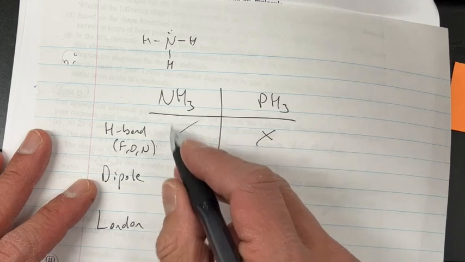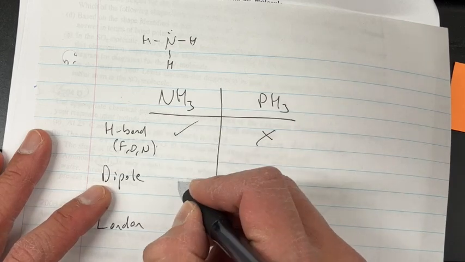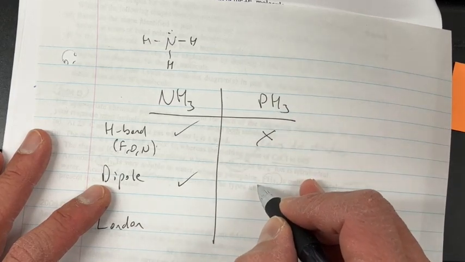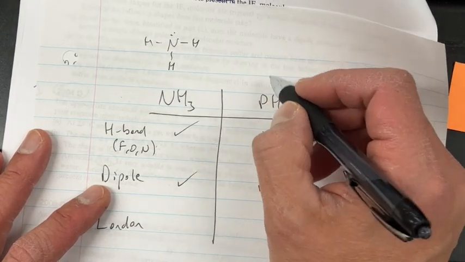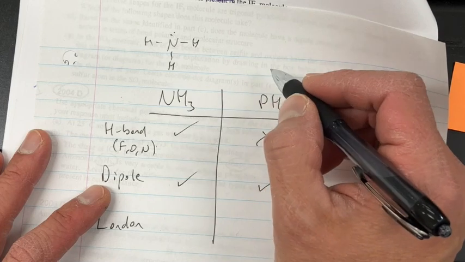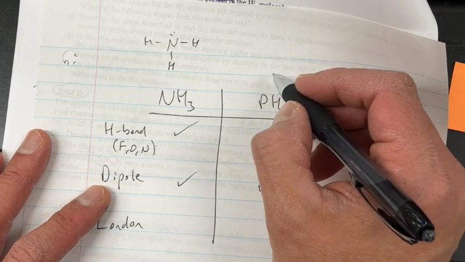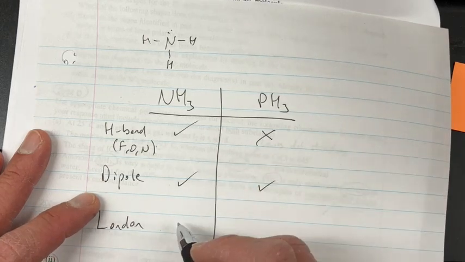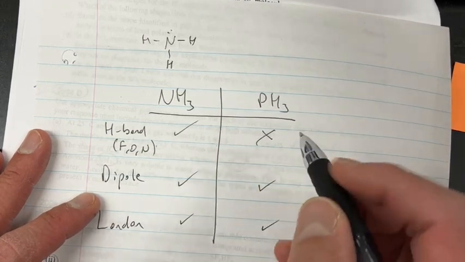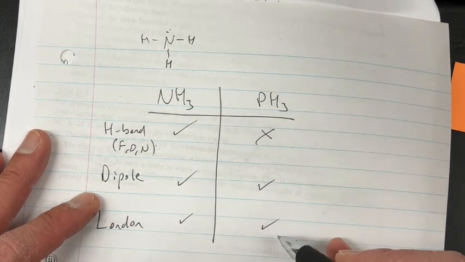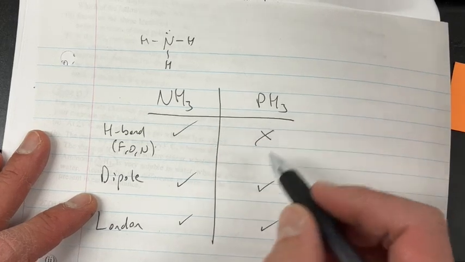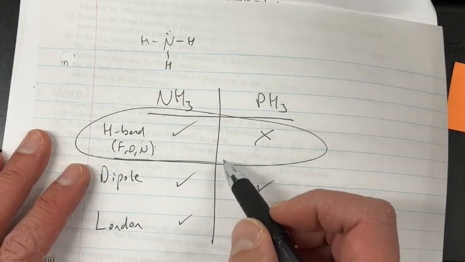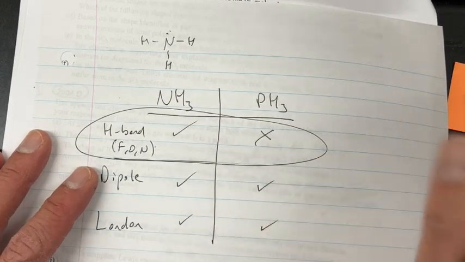Dipole, if it has H bonding, it definitely has dipole. This one, PH3, yeah. If you look at the shape of it, it's going to be a pyramid, triangle pyramid, so it can have some dipole. London forces, everything has London forces. This one might have a little bit more London forces, but as soon as I see H bonding, this is what I'm going to write about.